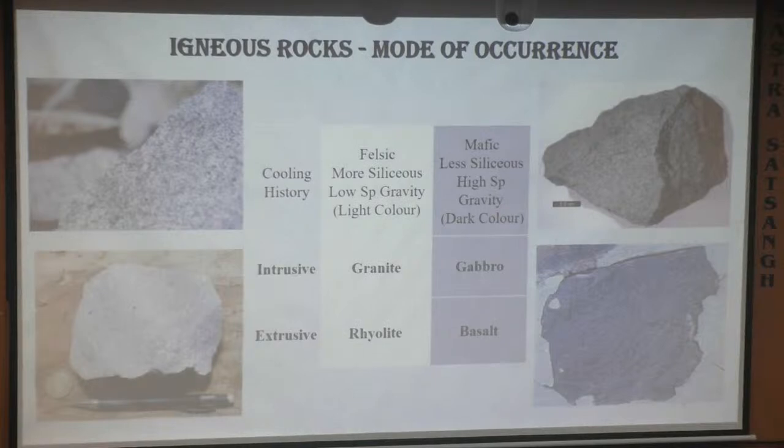Here I have given the rocks and their cooling history. At the top layer you find granite, which is coarse grained, on the left hand side. The same material, when it comes down, becomes fine grained rhyolite. On the right hand side, you have the mafic material. It's dark in color, less siliceous, with high specific gravity, whereas granite on the other side has a low specific gravity. And gabbro and basalt are seen.